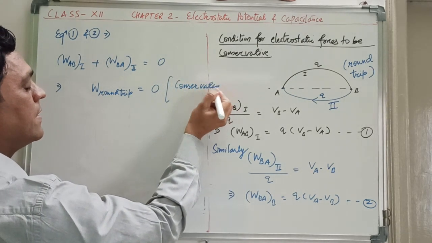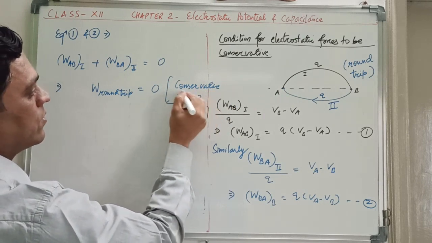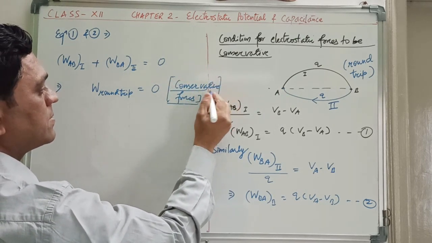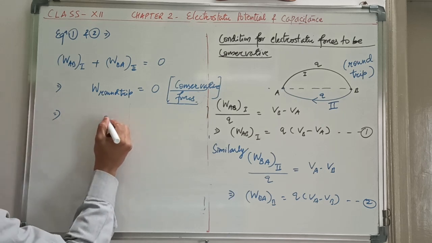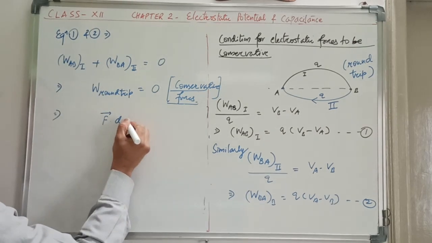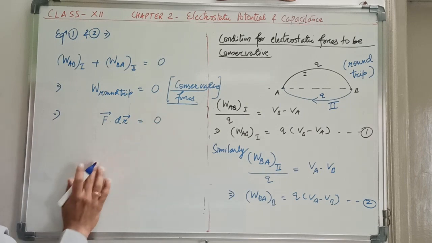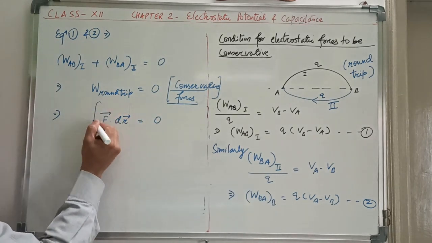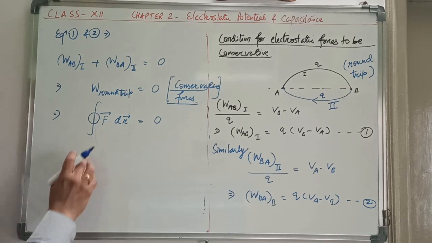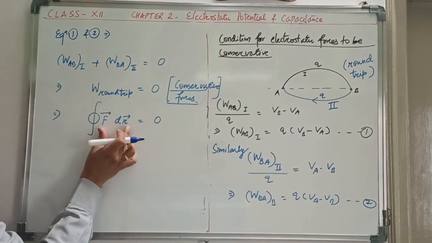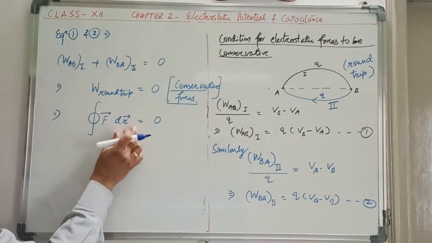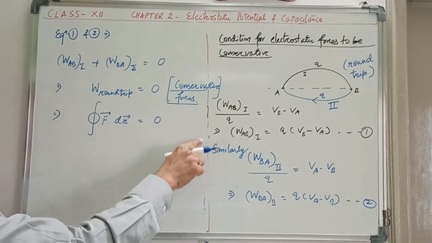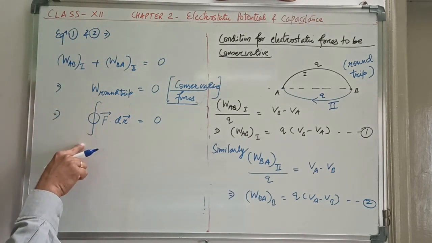So you can say electrostatic forces are conservative forces. This is a simple proof of the electrostatic forces being conservative forces. Correct. Then work done in a round trip, you can always write, since the formula for the work done is F dot dr, and since it is in a round trip, I can put an integration sign and put a circle here. Correct. So work done by any force in a small displacement is F dot dr, and for a complete round trip you can put an integration sign here, correct?